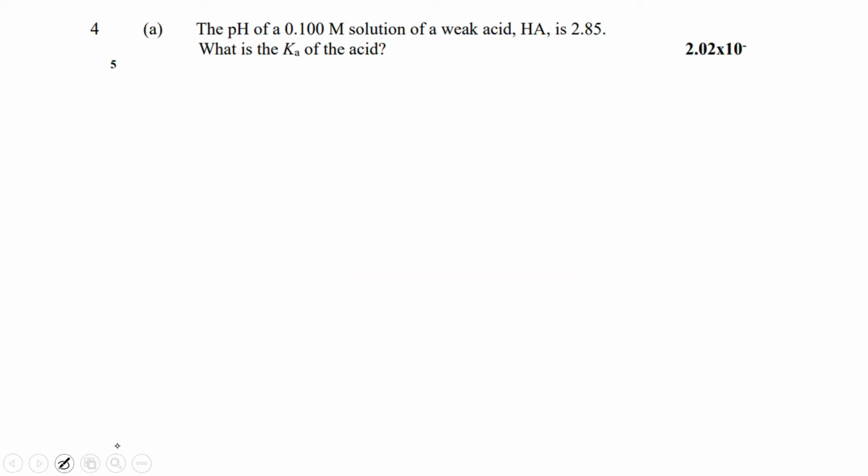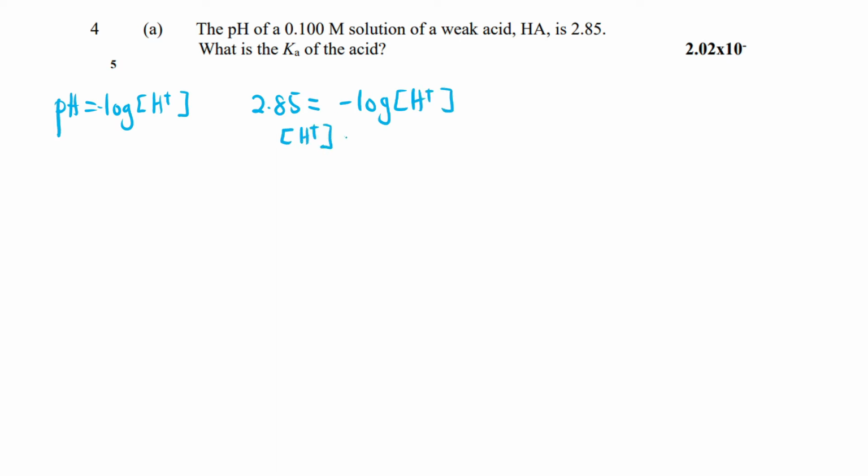4A, pH of a solution, di mana pH untuk weak acid adalah 2.85. Jadi formula untuk pH adalah negative log concentration. Jadi concentration H plus is equal to 1.41 eksponen negatif 3 molar. Jadi soalan suruh cari Ka.